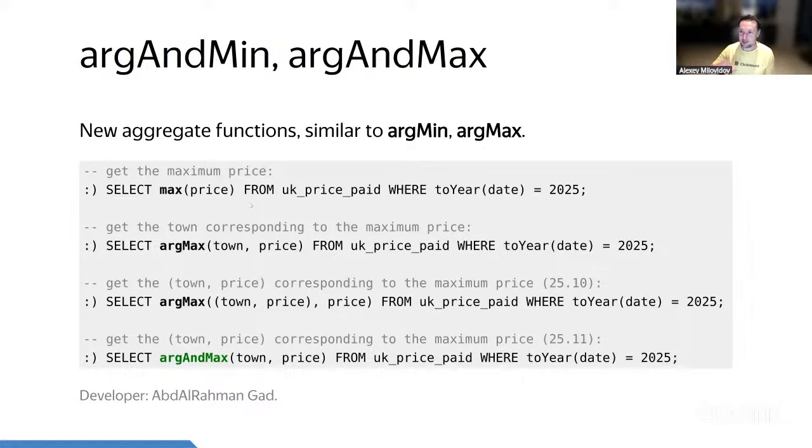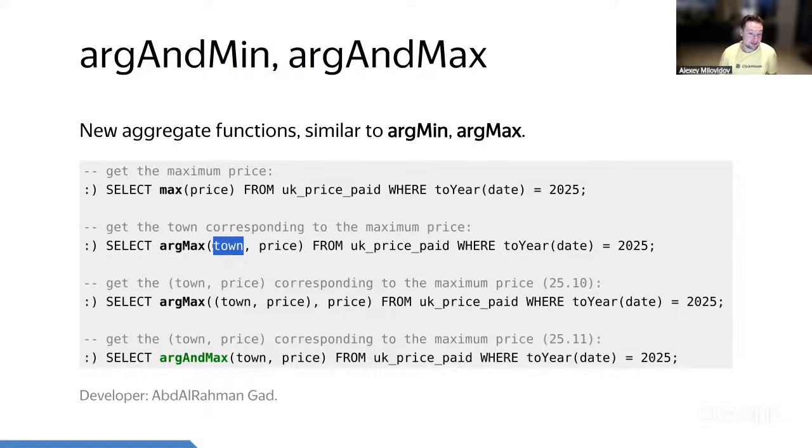If you want to get the record corresponding to the maximum price and take another field from this record, like what is the town where the price was the maximal, then you use our existing function argMax. argMax, where the first argument is arg and the second is max, and it will return the town.